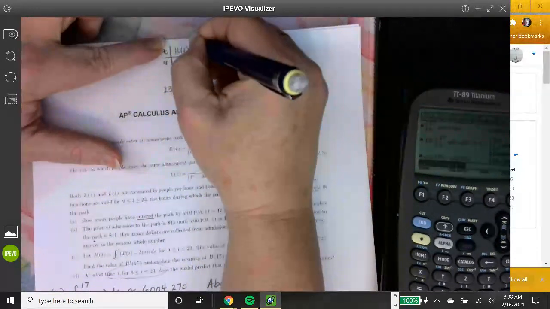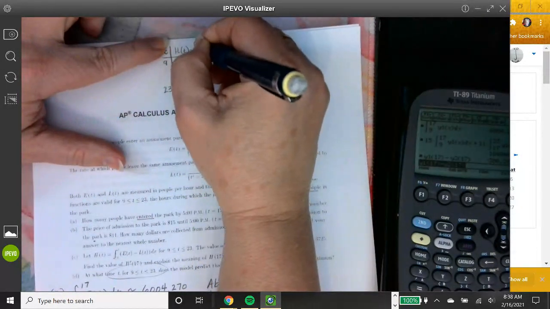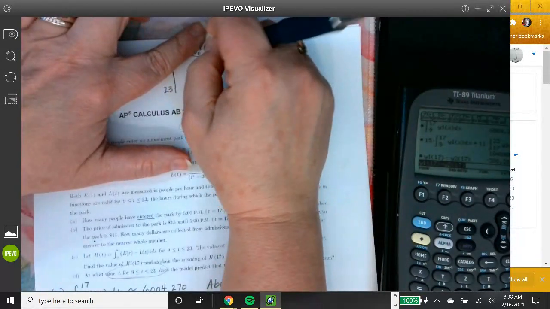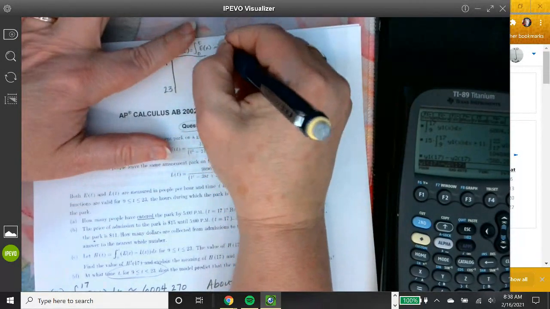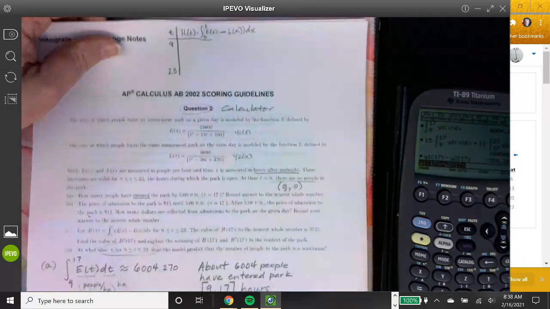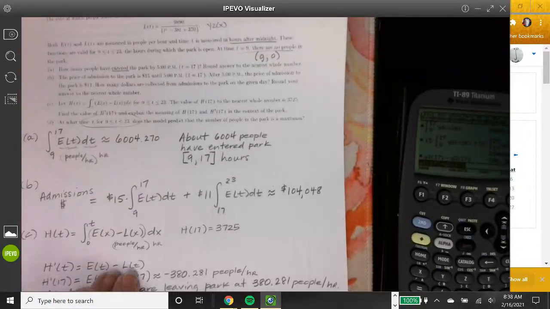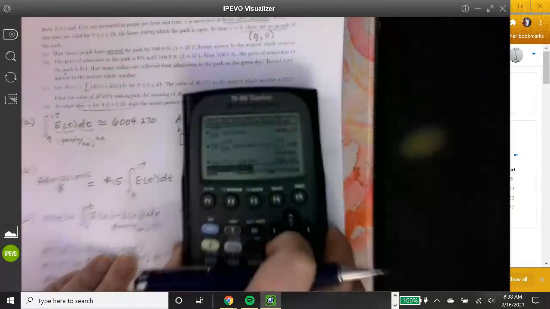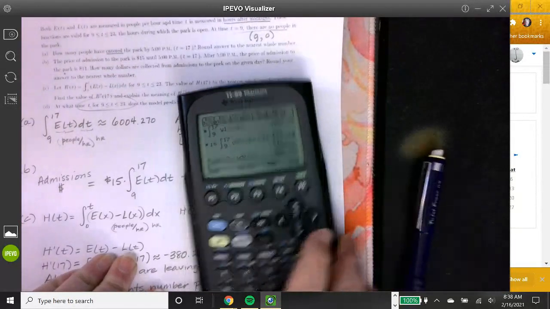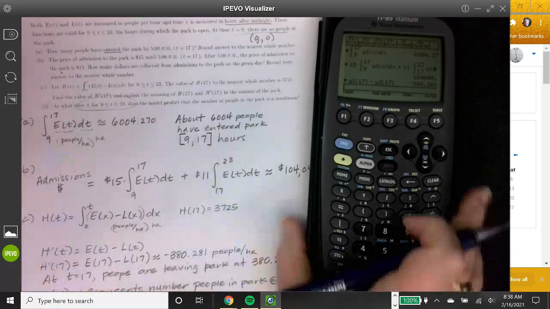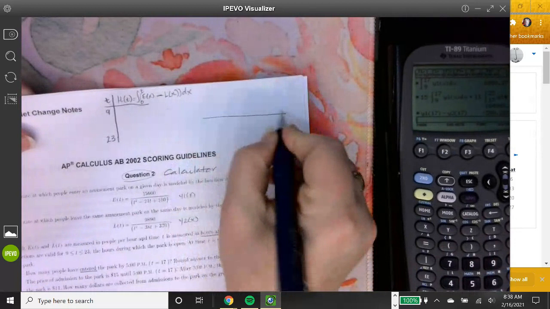and that's going to equal the integral from 0 to t of e of x minus L of x dx, okay? So I need to find out when the derivative is equal to 0. Now remember that this is the derivative here, okay? So I need a sign chart for that. This is h prime.